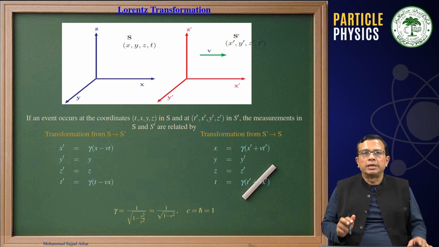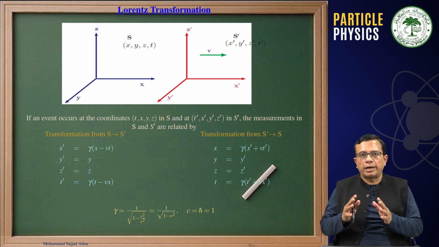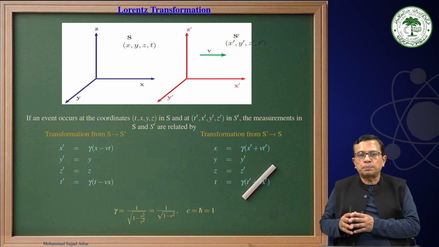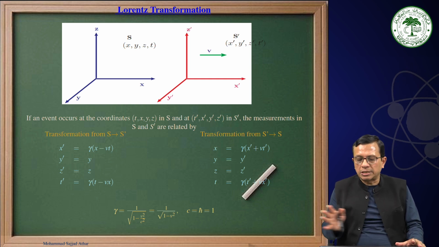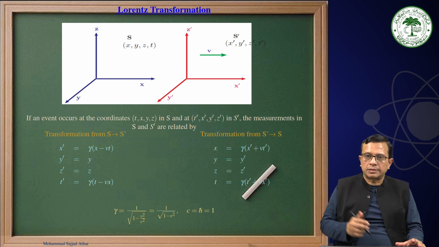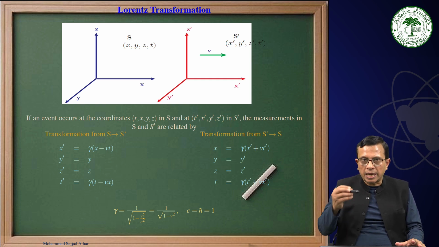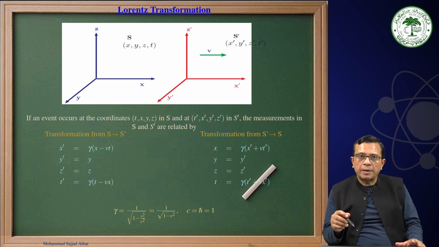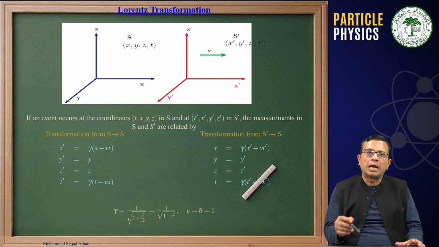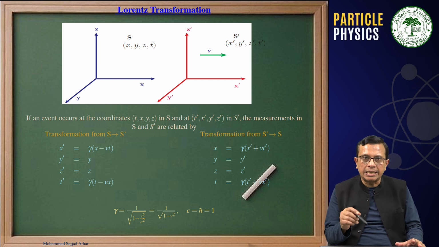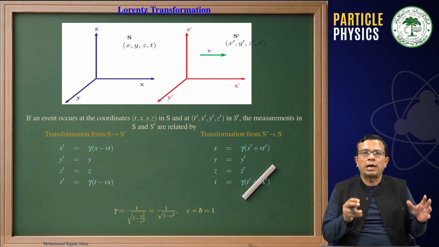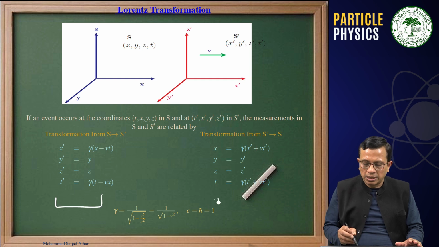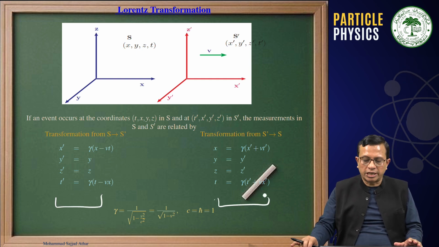What I was telling you is that if you have two frames of reference S and S prime, both inertial frames of reference, and S prime is moving with a velocity v towards the x direction, and if some event is taking place in space, then that point in space will have coordinates. Say for S prime it is x prime, y prime, z prime and t prime, and for S it is x, y, z and t. Then these two sets of coordinates are related via the Lorentz transformation. This was for the space part.